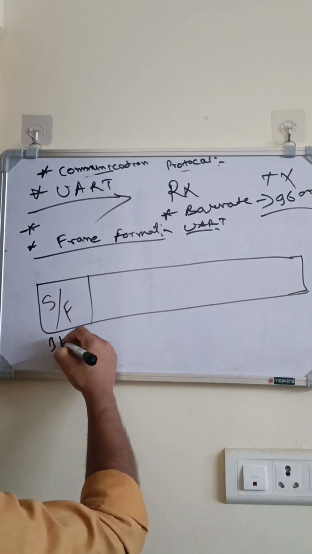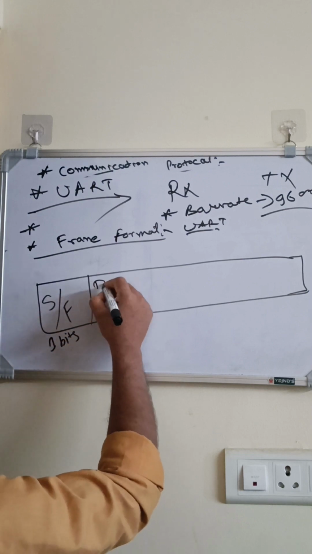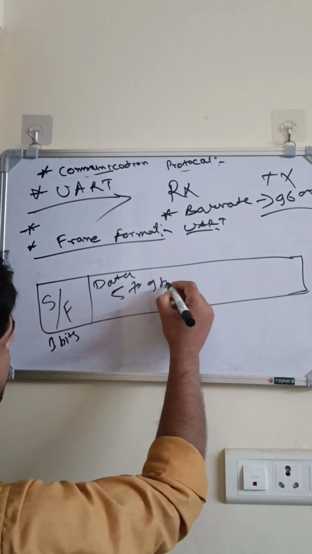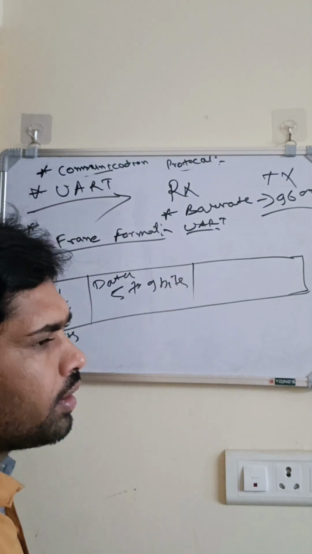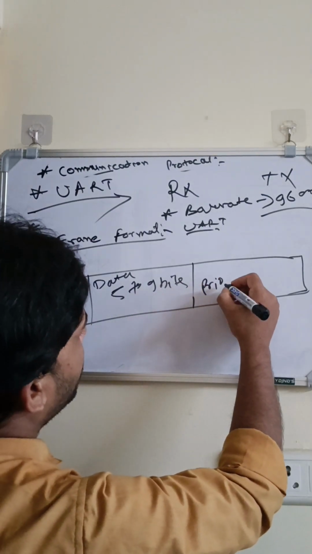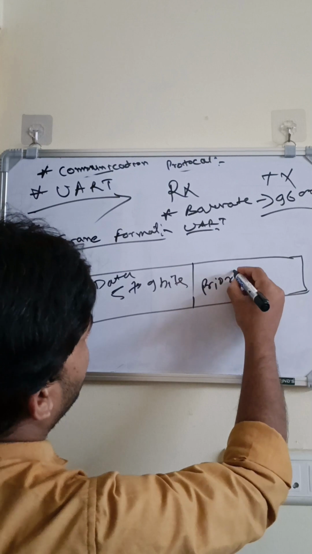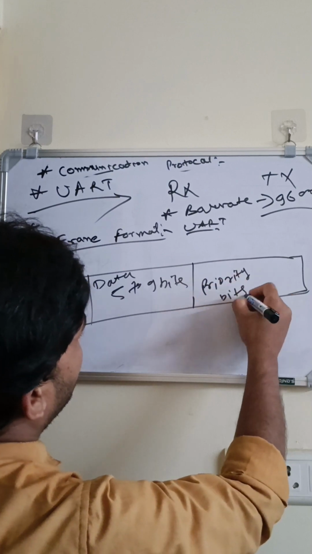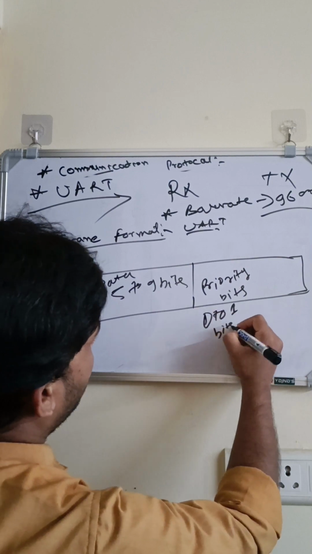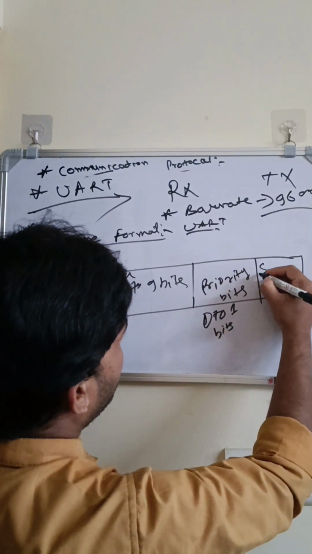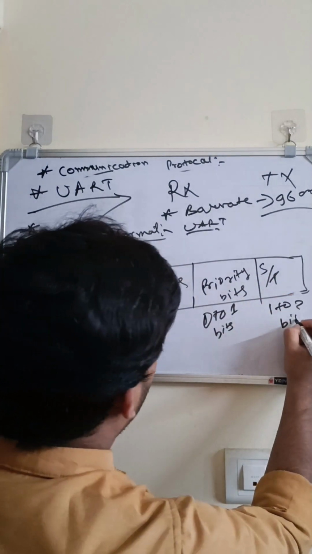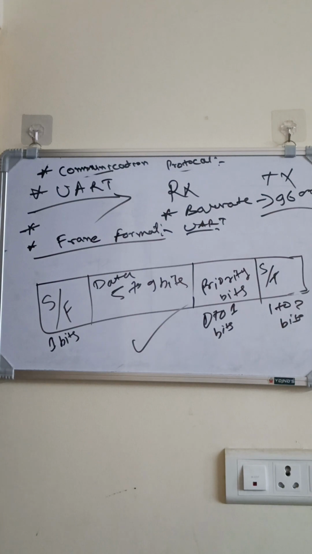Okay, it will take 1 bit. Next is the data. How many data bits will it take? 5 to 9 bits of data it will contain. Now coming to the parity bit, it will take 0 to 1 bits. Then there is the stop bits. It will take 1 to 2 bits. So this is the frame format of UART.